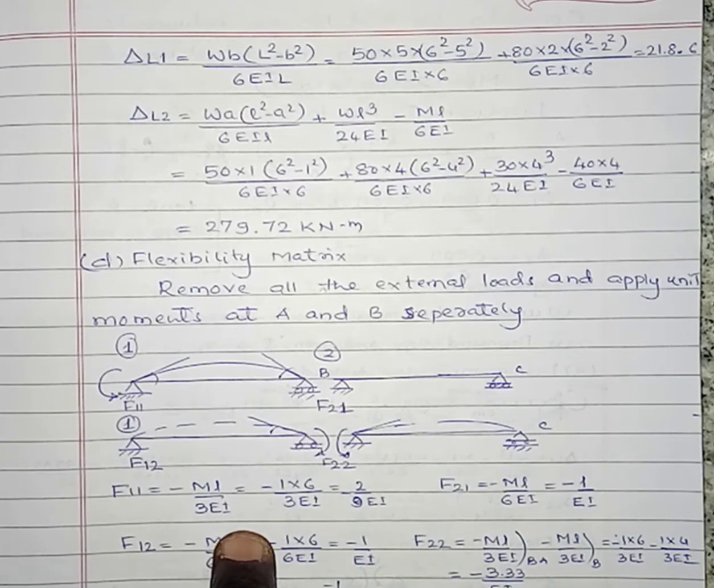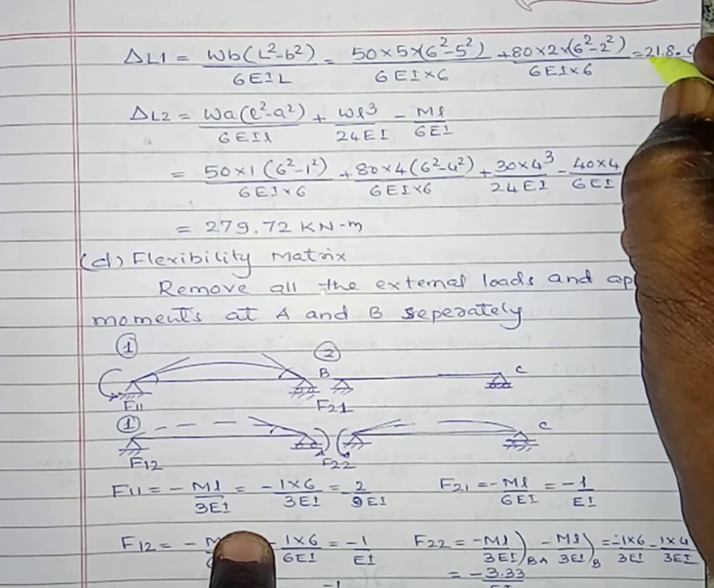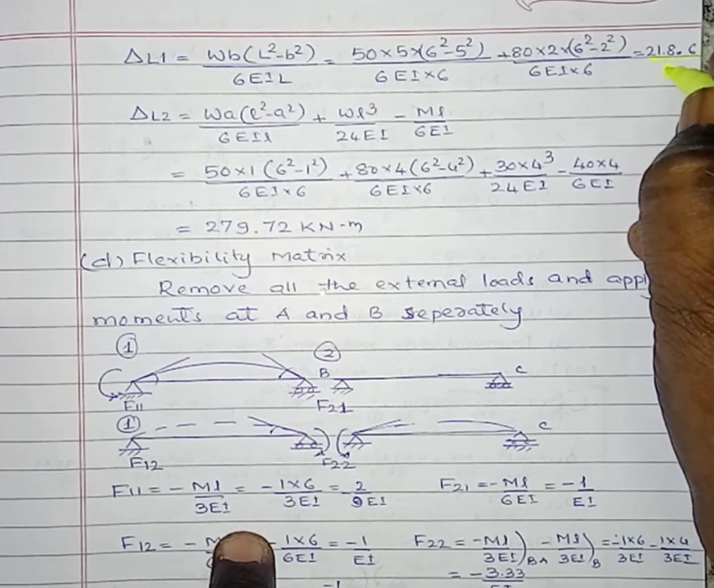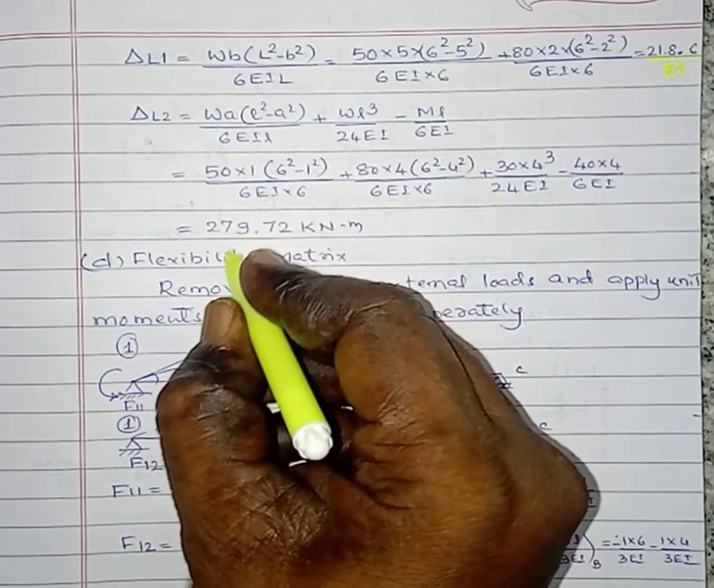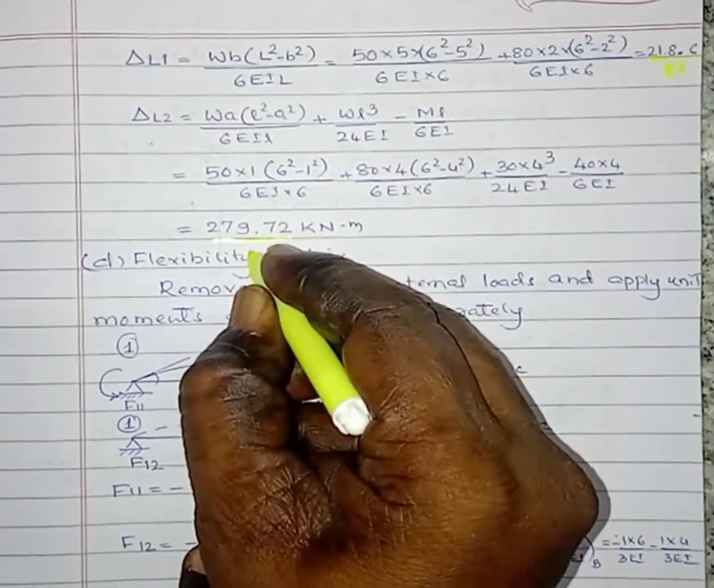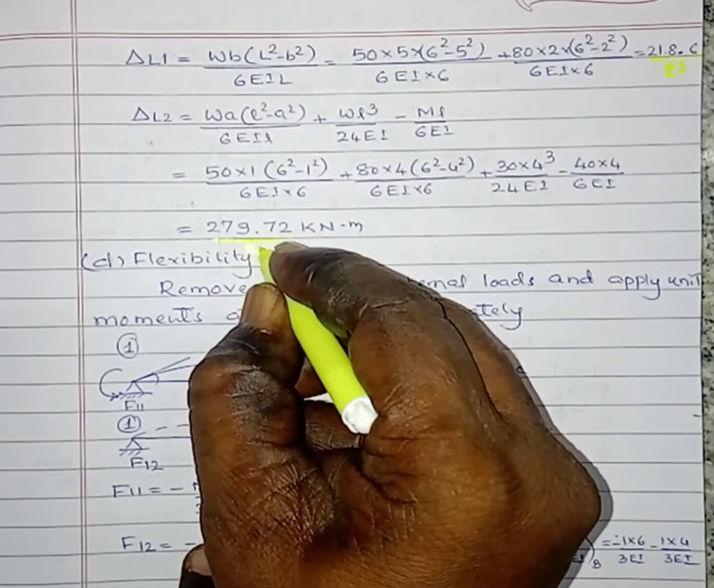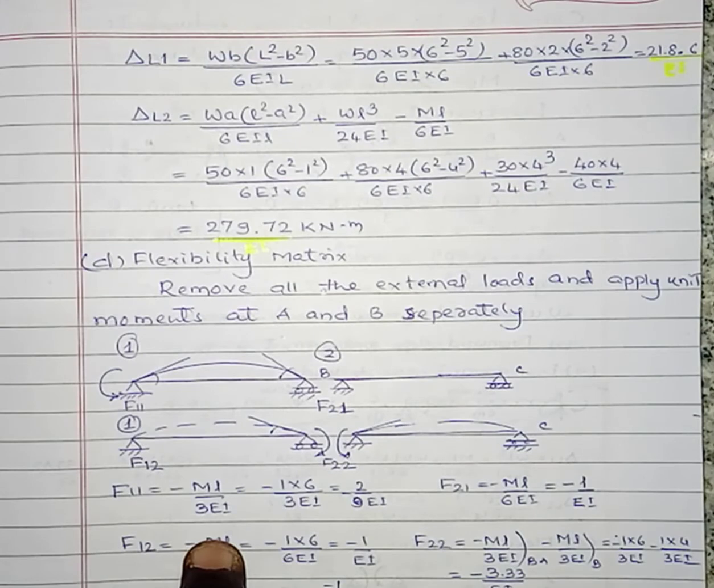Here there are two elements, one is 218.6 by EI, and similarly the other one is 279.72 divided by EI. Here we will get two elements, the displacements due to the applied loads at coordinate 1 and 2 respectively.